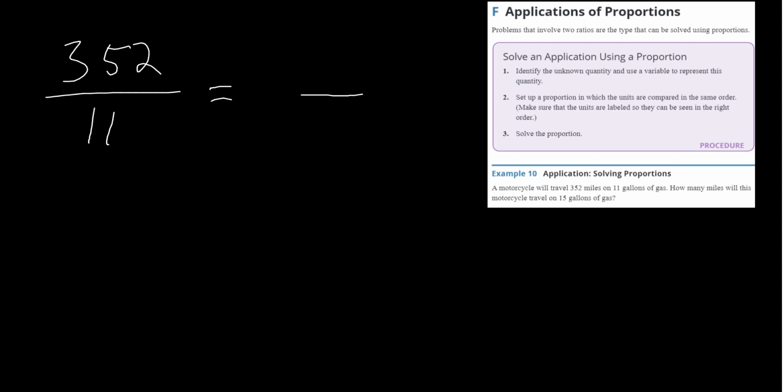So 15 is the gallons, right? And we don't know the x. So we have to solve for x, right? Well, 352 times 15, I feel like doing this one in my head, 352 times 15 is 5280. So we say 5280. Again, we're just cross multiplying here, like so.